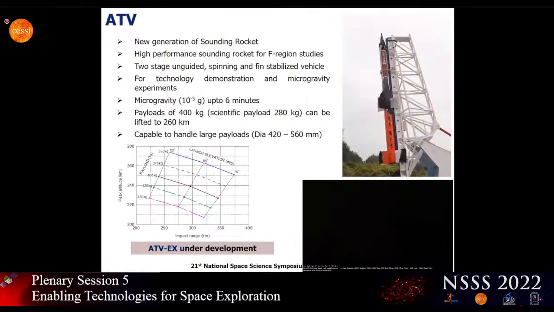ATV is a new generation of sounding rocket, which have been developed for a specific purpose of flight demonstration of the air-breathing rocket. But due to customer demand, we have adapted it to a microgravity experiment of 6 minutes. Taking a 400 kg payload, 260 kilometers altitude, can cater to a diameter of 420 to 560 mm diameter payloads also. The microgravity version, ATV EX we call it, is under development, and we expect it to be launched in a short time.